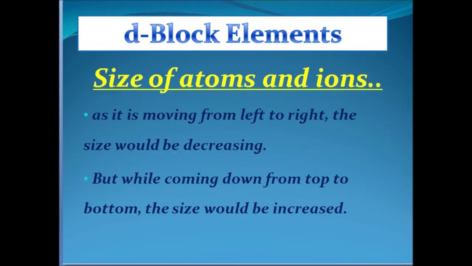Then, size of the atoms and ions. As you know, in the periodic table, when we move from left to right, the ionic radius or atomic radius must be decreasing. You normally expect that, but why is it decreasing instead of increasing? Because when the atomic number increases, the addition of electrons also increases. If the addition of electrons also increases, then what is the reason behind the decrease?